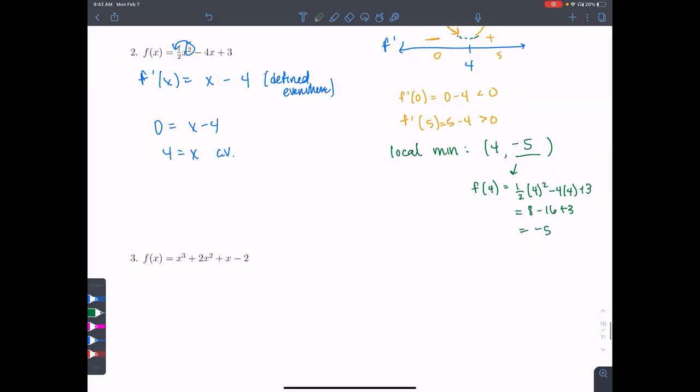And again, just so we can do this all together, increasing and decreasing: where the derivative is positive is our increasing interval, so 4 to infinity. And where the derivative is negative is our decreasing interval, so negative infinity to 4.